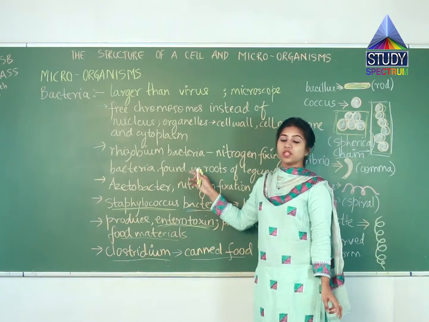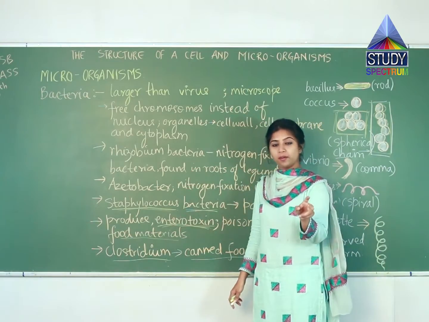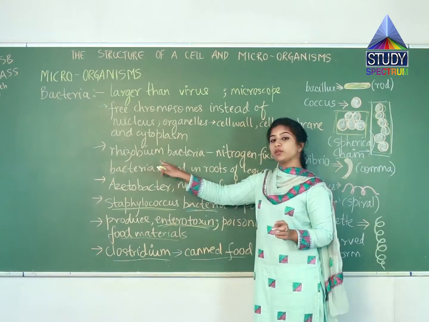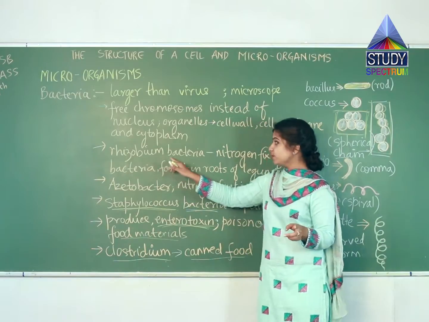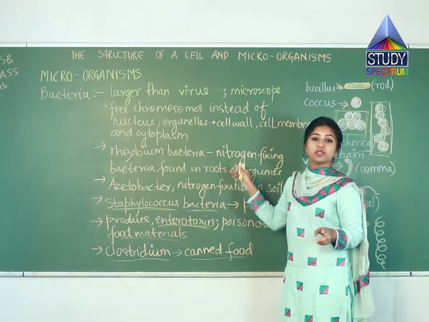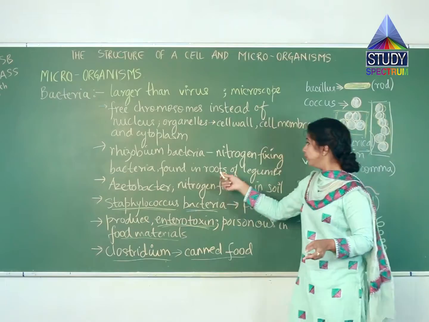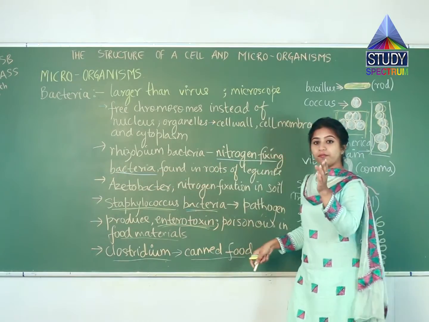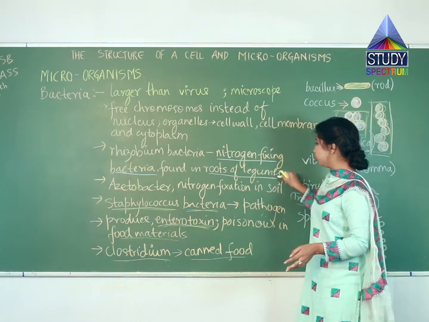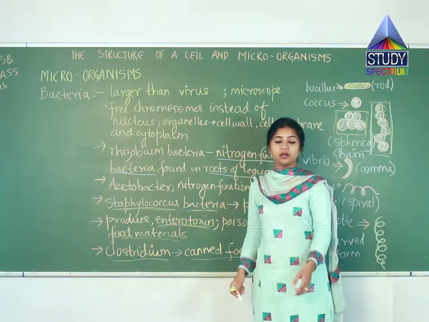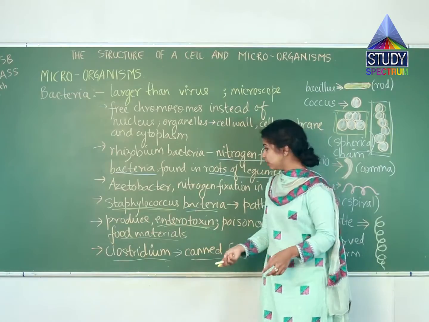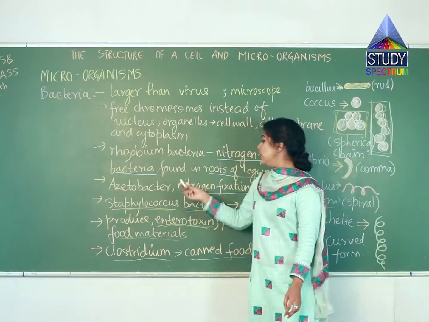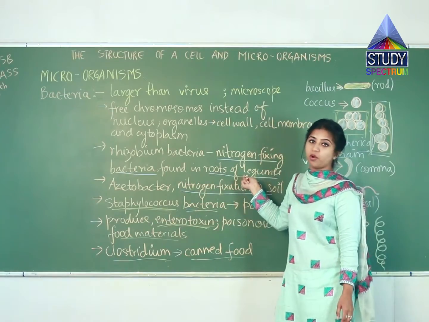The next point was we learned about certain beneficial bacteria, and we learned about certain pathogenic bacteria. What we learned about the beneficial bacteria was that the rhizobium bacteria is a nitrogen fixing bacteria. Over here, nitrogen fixing bacteria that was found in the roots of legumes. Now, Azotobacter was a second kind of bacteria that also helped in nitrogen fixation in soil. Now, why was nitrogen fixation really important?